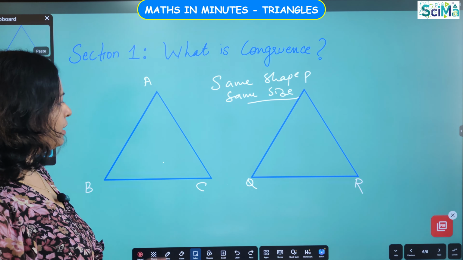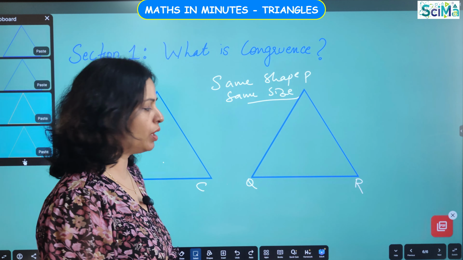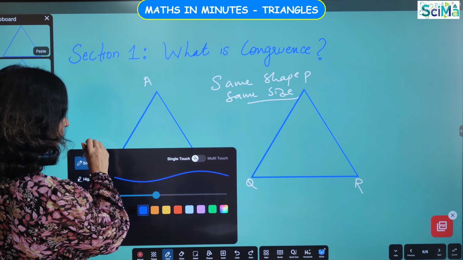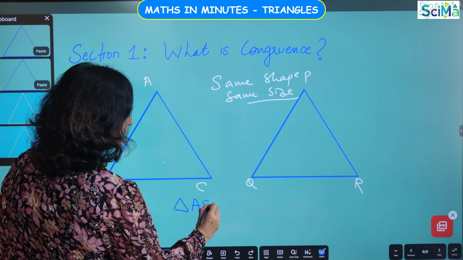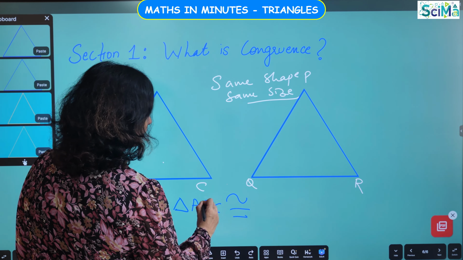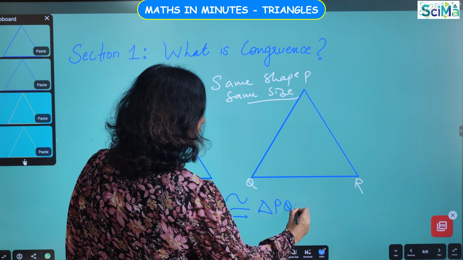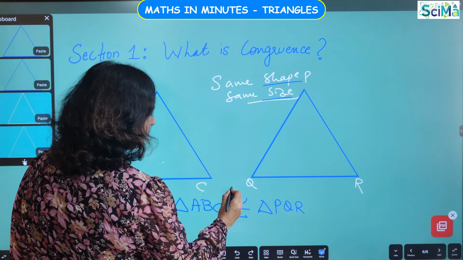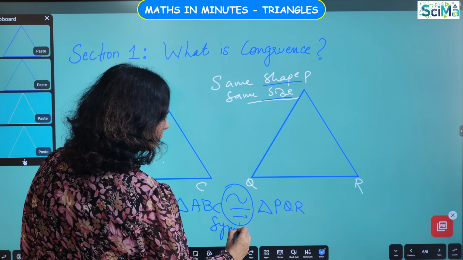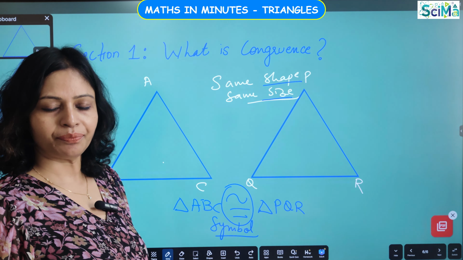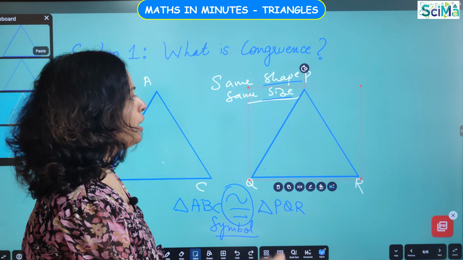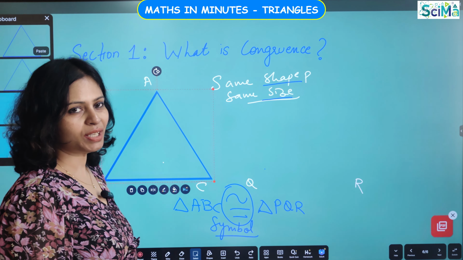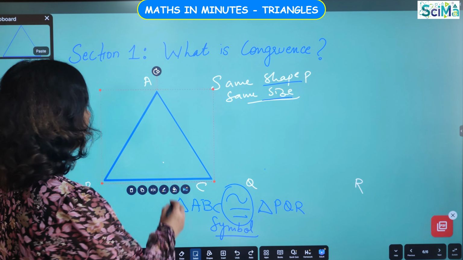So here we can say that triangle ABC and triangle PQR are congruent. How can we write congruency? We can write triangle ABC congruent to triangle PQR because they are of the same shape and same size. This is the symbol for congruence. All right. So a quick tip: if one triangle fits on the other triangle perfectly, we say that the triangles are congruent.